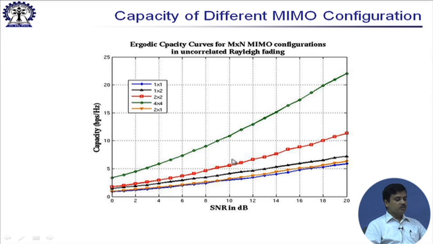It gives a huge jump in the capacity over a SISO, that is, a single input single output system. This is a major reason why MIMO has become so famous and is used in almost all broadband wireless communication technologies to provide extremely high throughput.